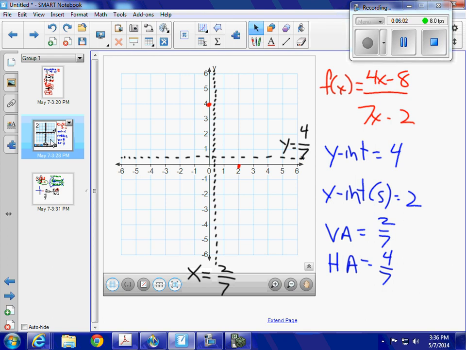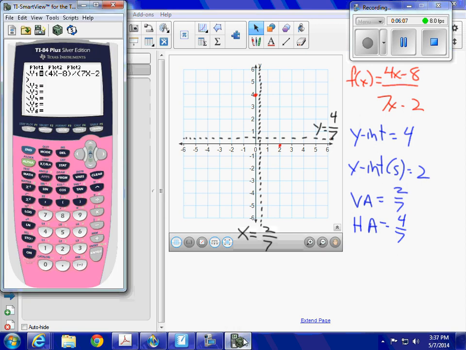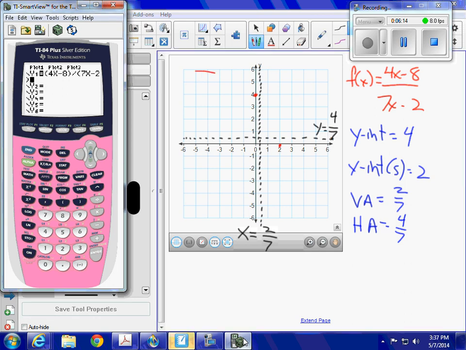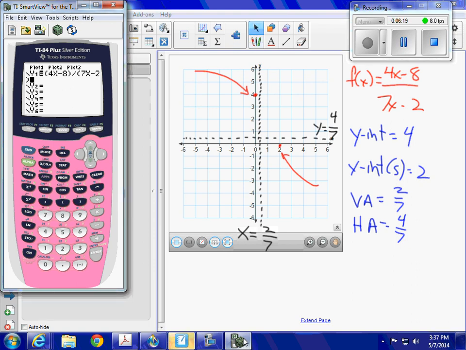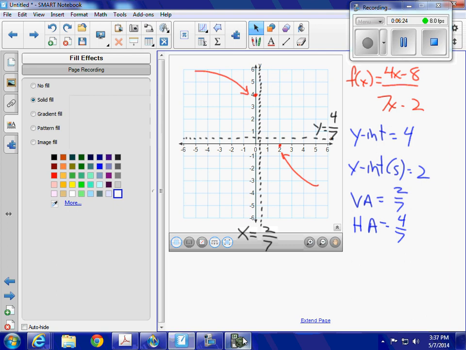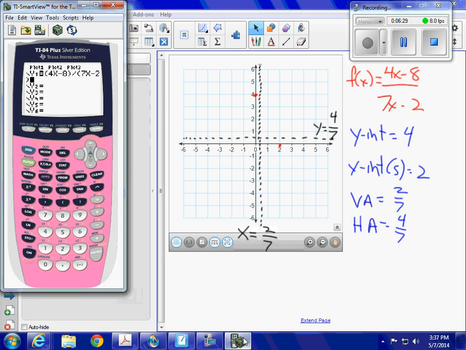Once I've got that, then I can go to my calculator. And you have to have those points there. You'll notice in this particular graph that my two intercepts are on different sides of the vertical asymptote. So they're not going to be connected with any part of this graph, as you'll see in a minute. So I put it into my calculator, 4x minus 8 divided by 7x minus 2. Use your parentheses. If you don't use your parentheses, you're not going to get the right number.